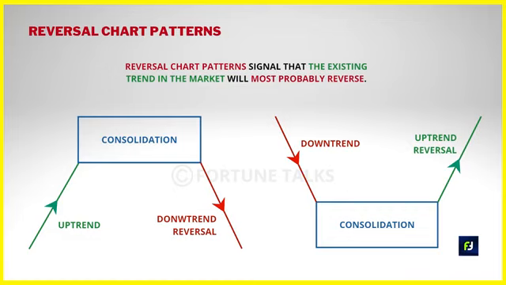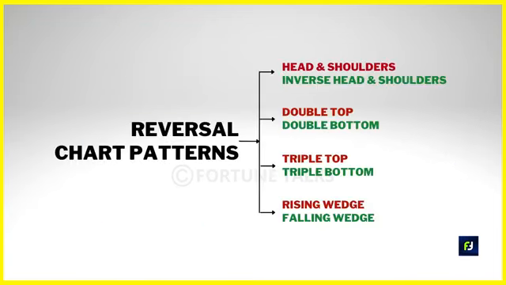Now most of these reversal patterns are formed as consolidation in between the trends. So it's like the market telling us that it is tired of going in a particular direction and is looking to move in the completely opposite direction after taking some rest. So in this video, I'll be discussing 4 reversal chart patterns and their counter patterns, starting with the head and shoulders and inverted head and shoulder patterns, followed by double top and double bottoms, then triple top and triple bottoms, and finally we will wind up with the rising and falling wedges. So without wasting any time, let's begin.